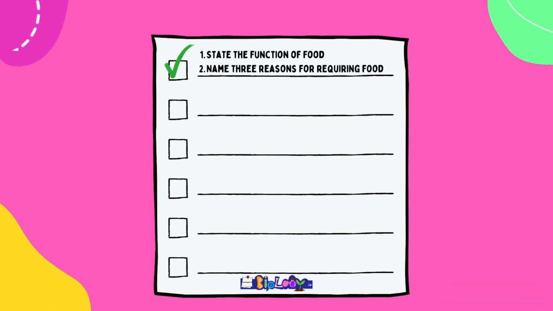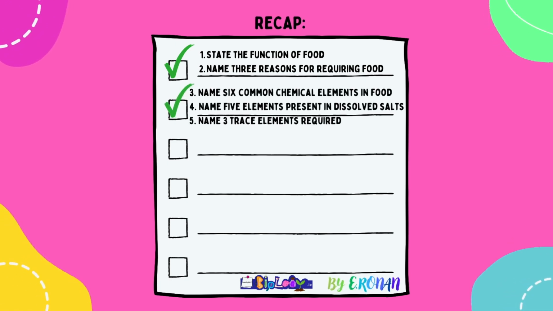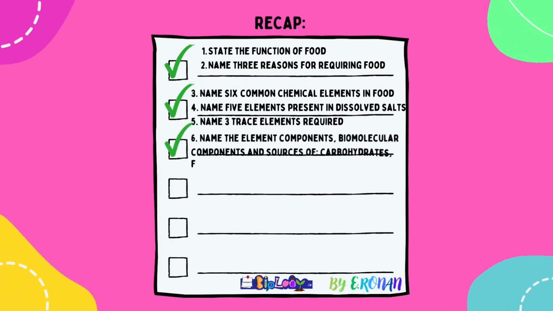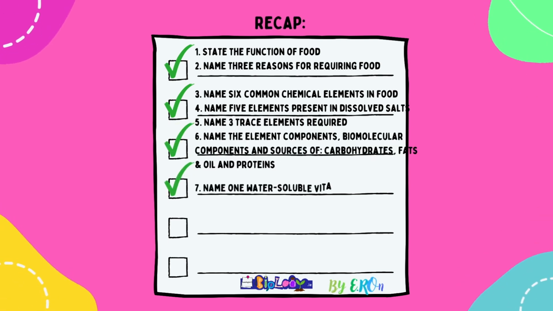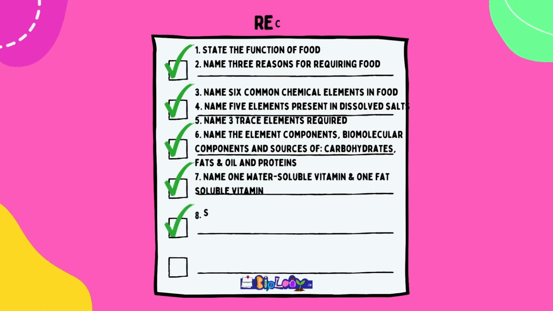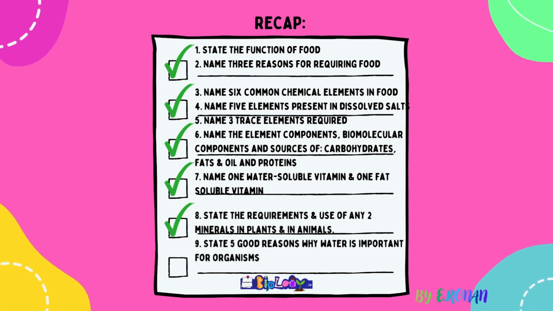Recap then, based on the learning objectives from your syllabus. State the function of food, name 3 reasons for requiring food, name the 6 common elements in food, 5 elements present in dissolved salts, name the 3 trace elements required, name the element components, biomolecular components and sources of carbohydrates, fats, oils and proteins. Then name 1 water-soluble vitamin and 1 fat-soluble vitamin. We've done that and we've given deficiency diseases associated with each. And then state the requirements or use of any 2 minerals in plants and animals. State 5 good reasons why water is important for organisms.